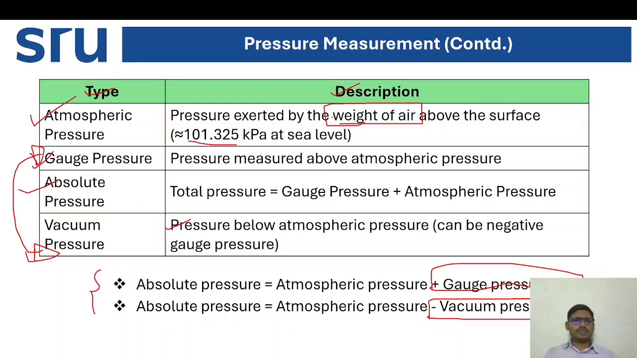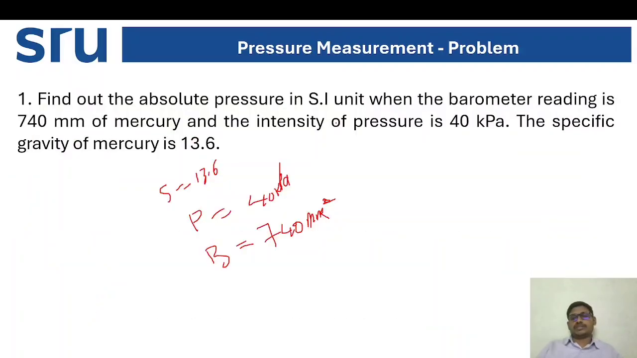So there are atmospheric pressure, gauge pressure, absolute pressure and vacuum pressure, but the one thing to remember is that absolute pressure is equal to atmospheric pressure plus or minus gauge pressure. Gauge pressure is positive, and when it is negative it is called vacuum pressure.